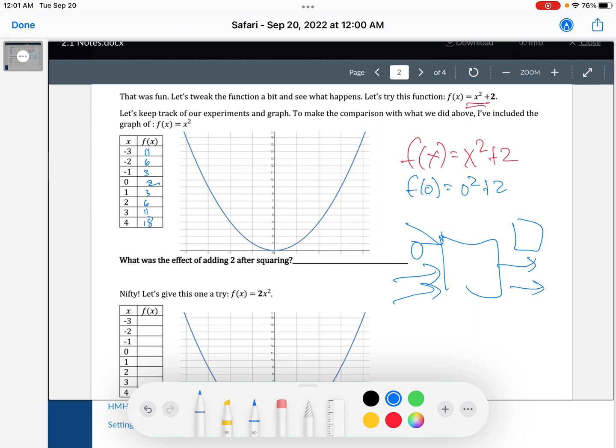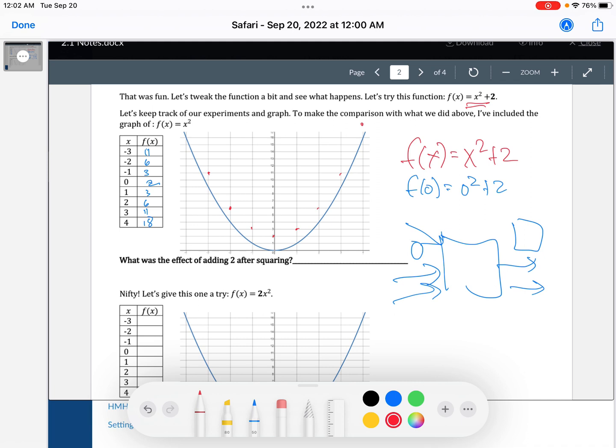And let's plot those points. Let's do this in red. -3, comma 11, it's going to be right there. -2, comma 6, -1, comma 3, 0, comma 2, 1, comma 3, 2, comma 6, 3, comma 11, and 4, comma 18, something up there.